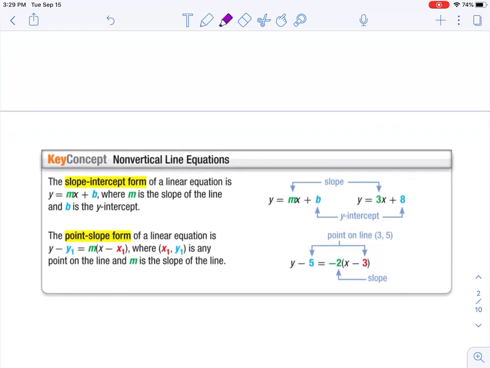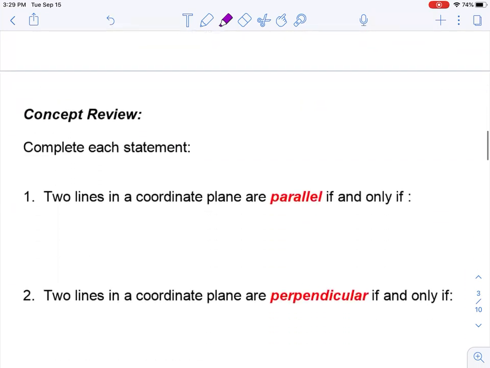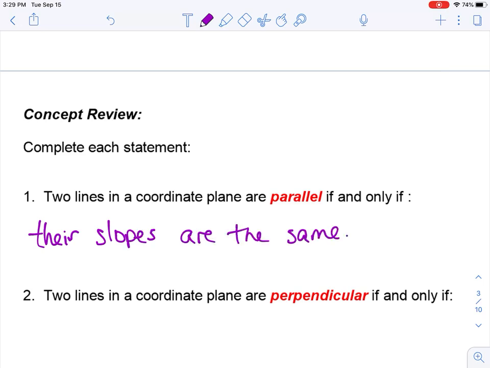We also have a review of y equals mx plus b in point slope form, y minus y1 equals m quantity x minus x1. Here's some review from our previous lesson, 3.3. Two lines in a coordinate plane are parallel if and only if their slopes are the same. We learned a postulate for this.